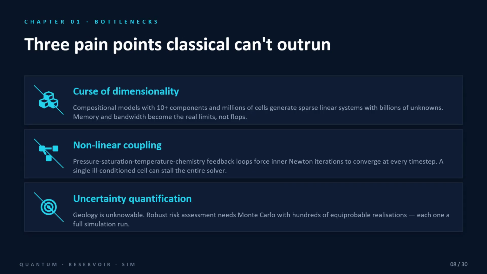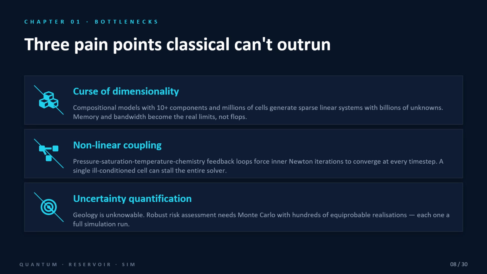There are three major bottlenecks in classical reservoir simulation. The first is the curse of dimensionality. When we increase the number of grid cells, components, phases, reactions, or uncertain parameters, the computational burden grows rapidly. Memory and data movement become serious limitations.